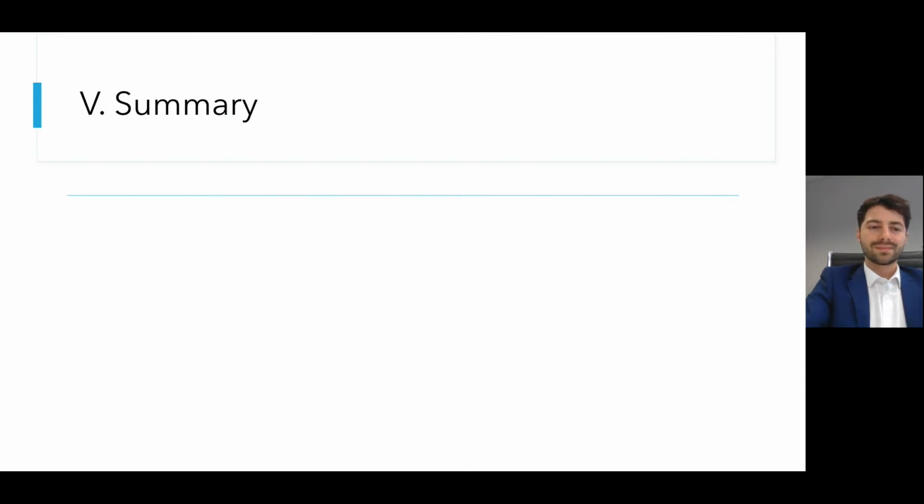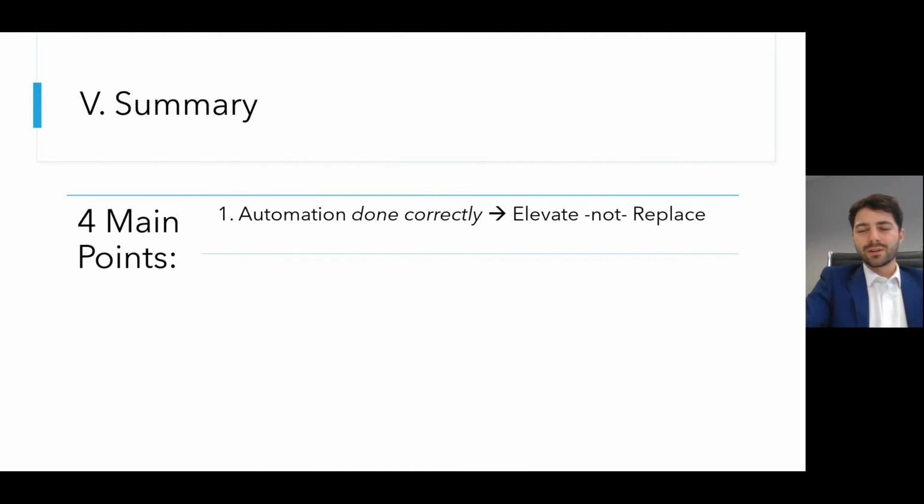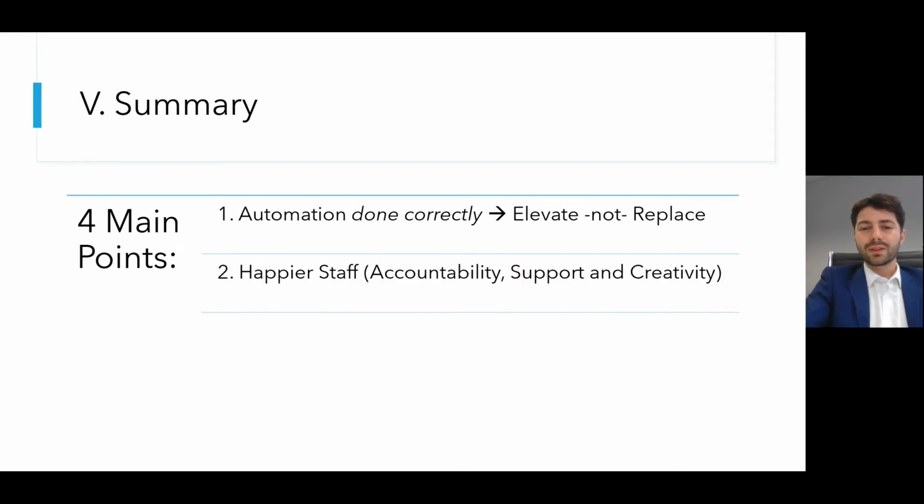So to summarize, I think there are four main points I just want to reinforce quickly. I think automation done correctly, not just done, but done in the way that I've laid out, is there to elevate and not replace people. So it's there to make people's lives easier and make their efficiency greater, so that they can be happier. They have their accountability. They know what's expected of them.